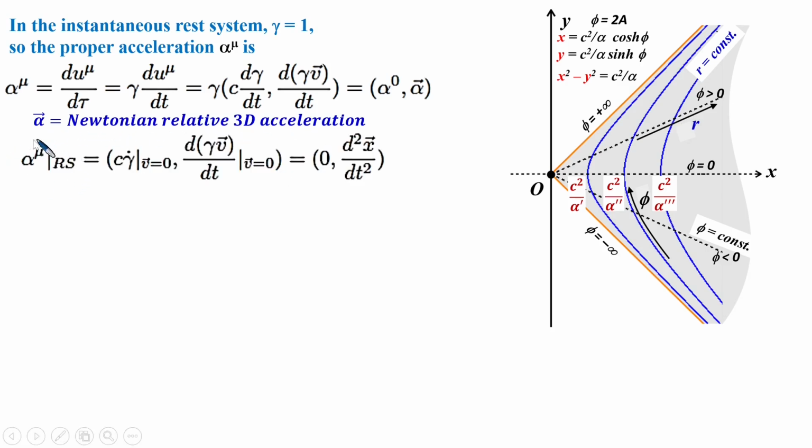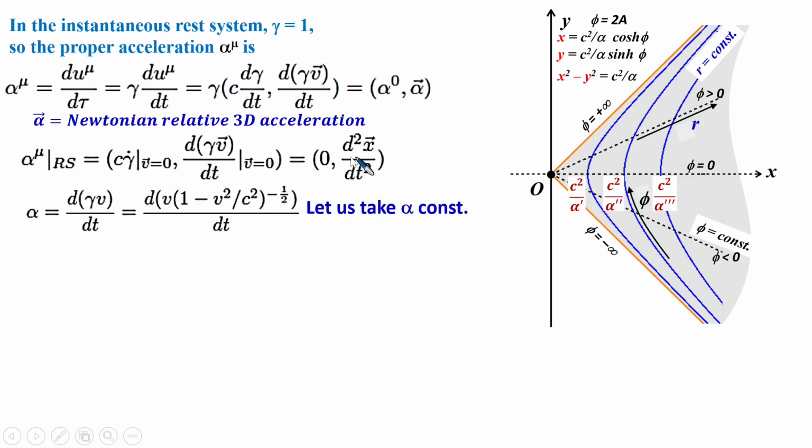So now I can write proper acceleration in a Rindler space, where mu goes from 0, 1, 2 and 3. Since I have taken gamma equal to 1 for an instantaneous rest system, this quantity will go to 0 because gamma is 1, and similarly in this dv by dt, gamma is 1, so I can call this acceleration, because we know the rate of change of velocity is acceleration. And if I take this acceleration as constant, so let us take it constant, I have this acceleration as this quantity here.